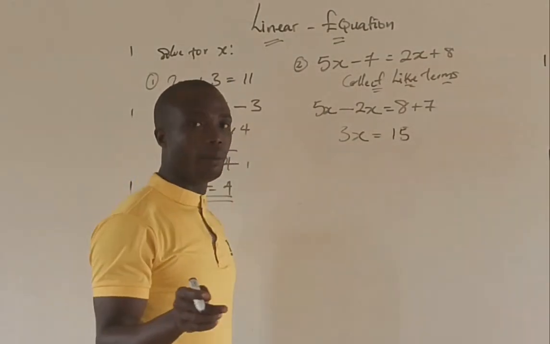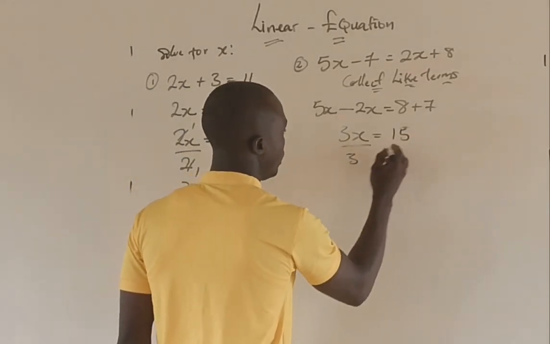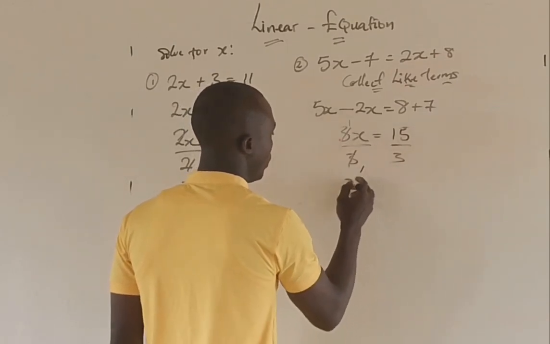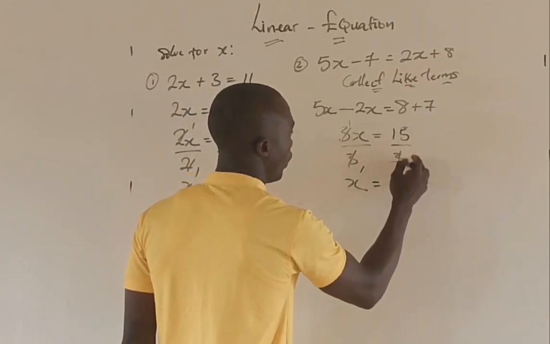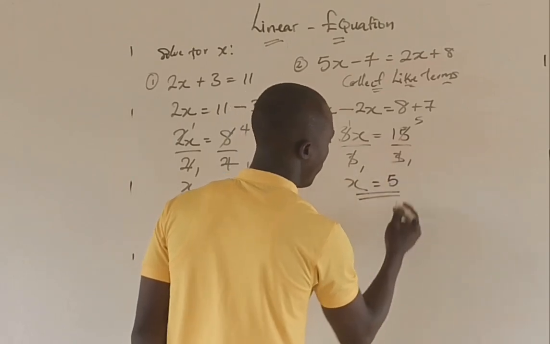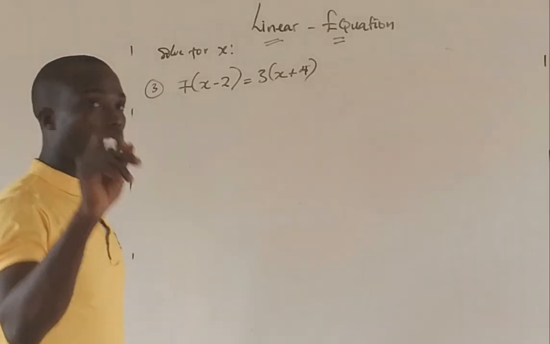So we divide both sides by 3. 3 here 1, 3 here 1. We have x equals 3 here 1, 3 here 5. x equals 5. Our final answer.